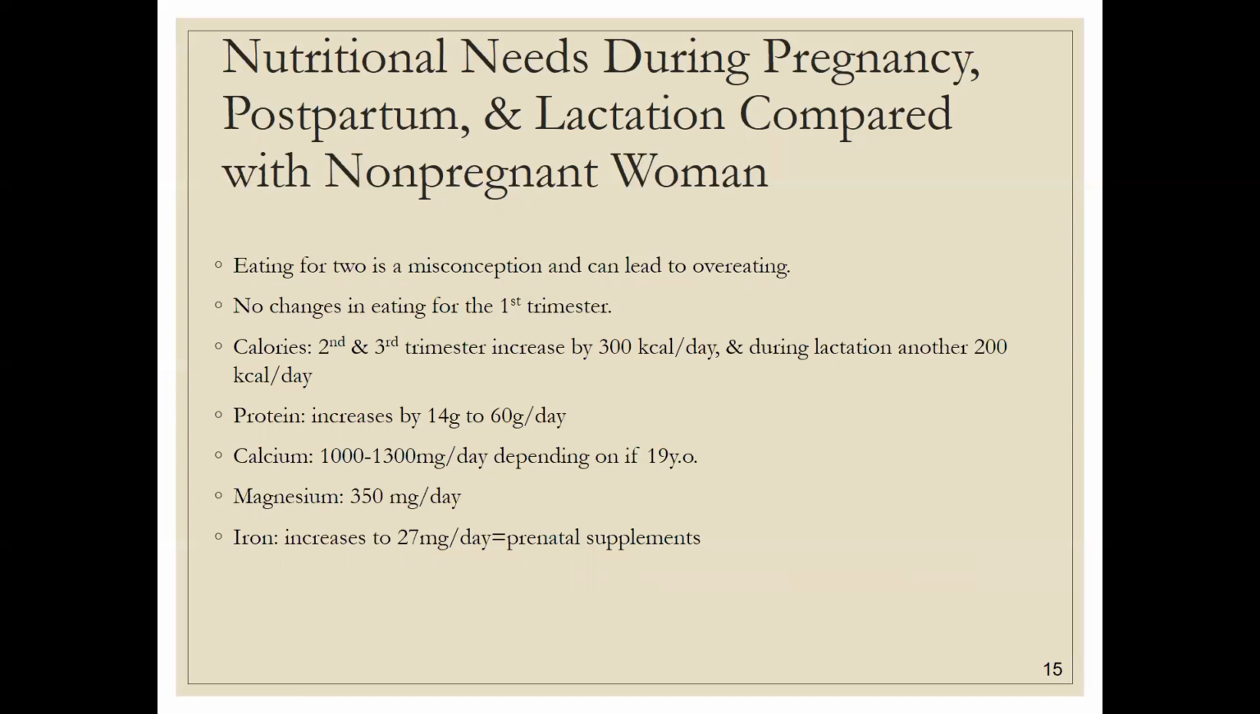Protein will increase by 14 grams to 60 grams per day when someone's lactating or pregnant. Calcium's 1,000 to 1,300 milligrams per day, depending on if they're 19 years old or younger or older. Magnesium is 350 milligrams per day. And then the iron actually increases to 27 milligrams per day. And a lot of times that's in your prenatal supplements, like we mentioned before, for the neural tube defects.